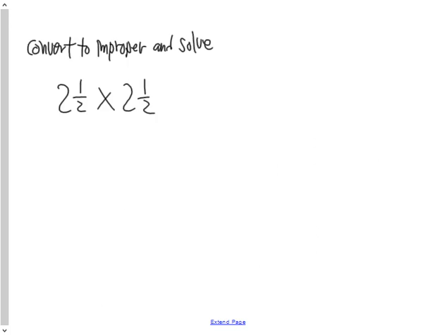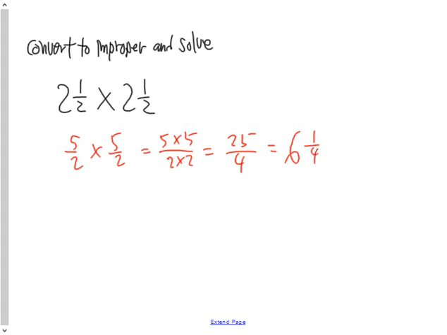Your next two questions simply say convert these to improper and solve. So 2.5 is really 5 halves multiplied by 5 halves. Multiply your numerators, multiply your denominators, and you will get 25 over 4 as your answer. That is the correct answer, but it's an improper fraction. You're encouraged to convert improper fractions back to mixed. That would be 6, which would be 24 quarters, plus an additional quarter. 6 1/4.